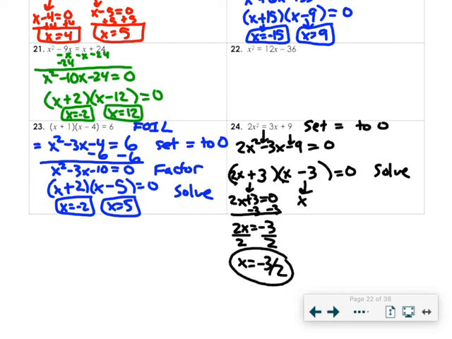This one is just x minus 3 equal to 0, so you don't have to show the work for that. If you can just see, all you need to do is flip the sign. So the 2 answers are positive 3 and negative 3 halves. Okay, that's an algebra crash course. Hope you enjoyed it.